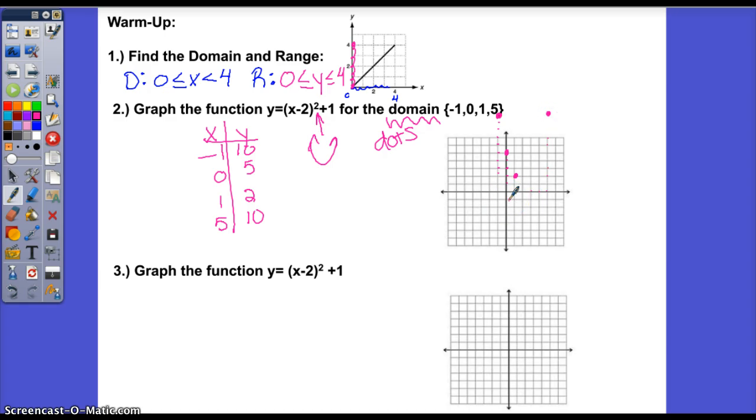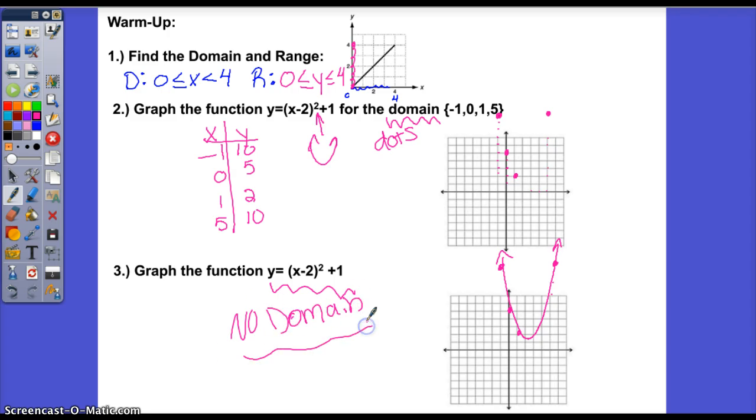This one says graph the function. I personally chose, if you look, it is the exact same thing as number 2, so I just chose these ordered pairs and plotted them. And you know it's going to form some sort of U. So then this one you would connect because there was no domain.